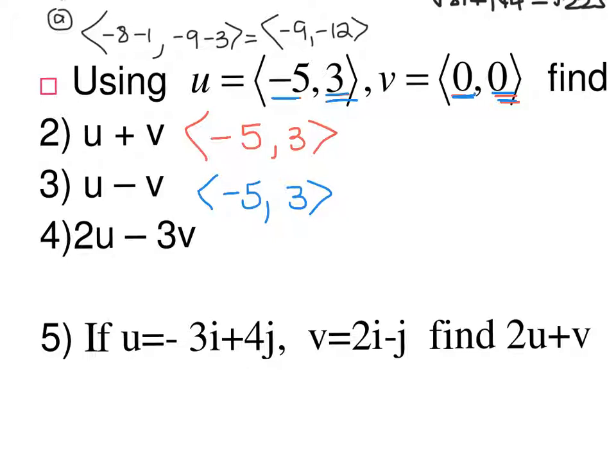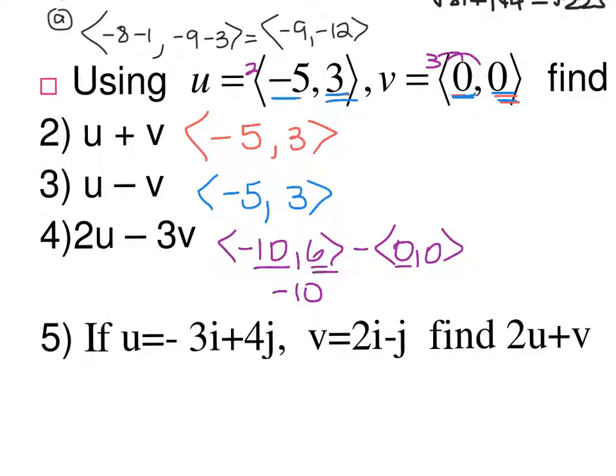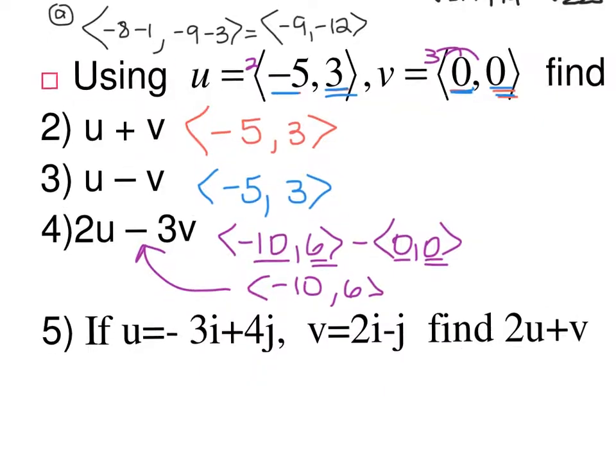For number 4, you've got a change, so it's called a scalar multiple, where you would multiply 2 times the u, so 2 times <-5, 3> is <-10, 6>. Minus 3 times the v, which would be <0, 0>. Or you could distribute a -3, it doesn't matter, and then add, same thing. And now I'm going to subtract. So first minus first, -10, and second minus second, which is 6. Question on any of those?